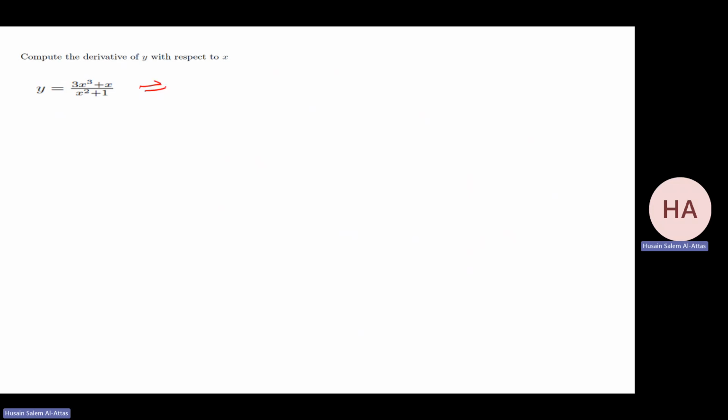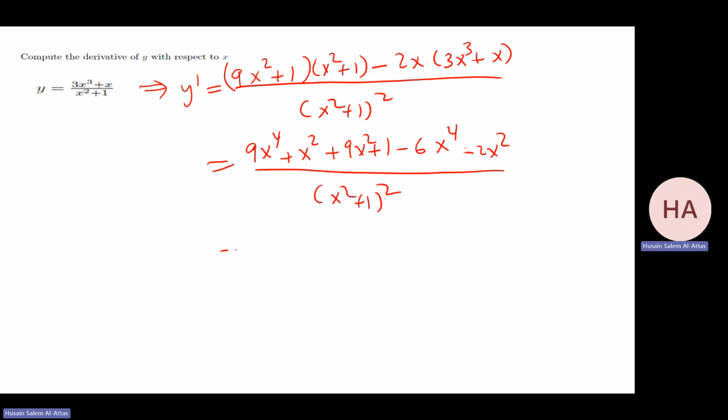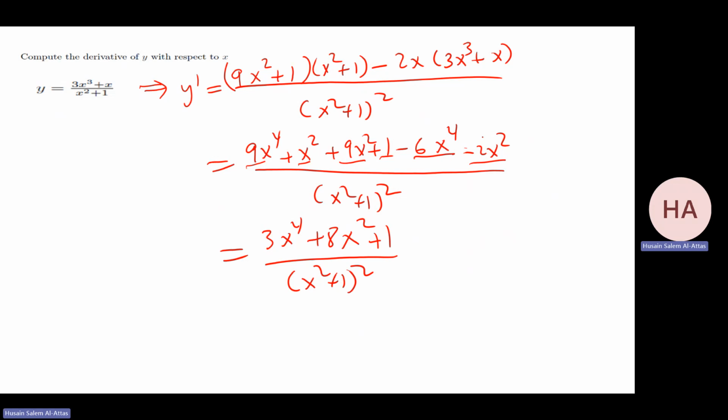Same idea, easy one. Let us do the calculation. Y prime: derivative of the numerator, which is 3 times 3, 9x squared, plus 1 times the denominator, minus the derivative of the denominator times the numerator, over the denominator squared. What will be that? 9x to the power 4 plus x squared plus 9x squared plus 1 minus 6x to the power 4 minus 2x squared over x squared plus 1, all squared. Now check x to the power 4. I have this and this. So I have 3x to the power 4. X squared, 9x squared minus 2. So plus 8x squared plus 1. I'm sure I have them all. I did not miss anything. So this is the answer.